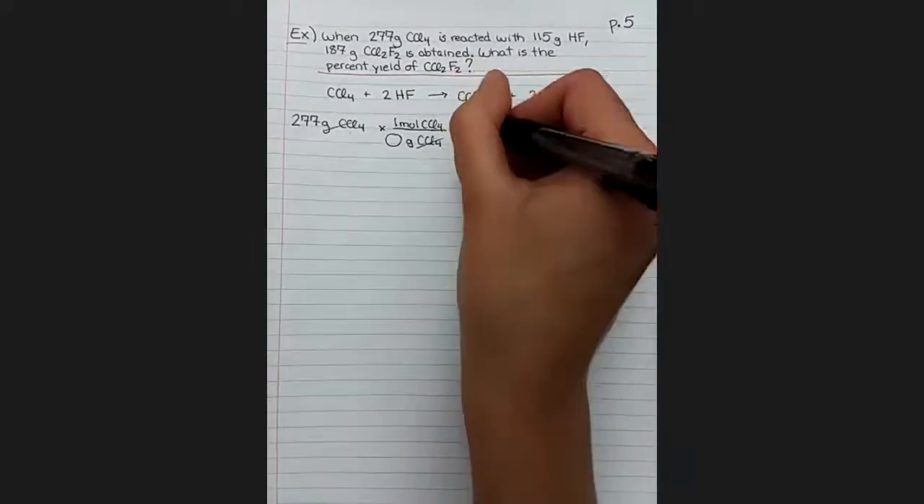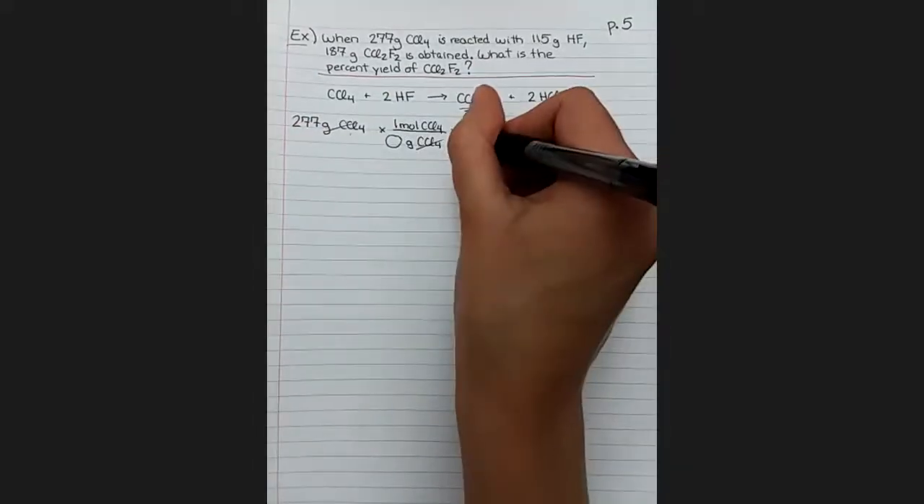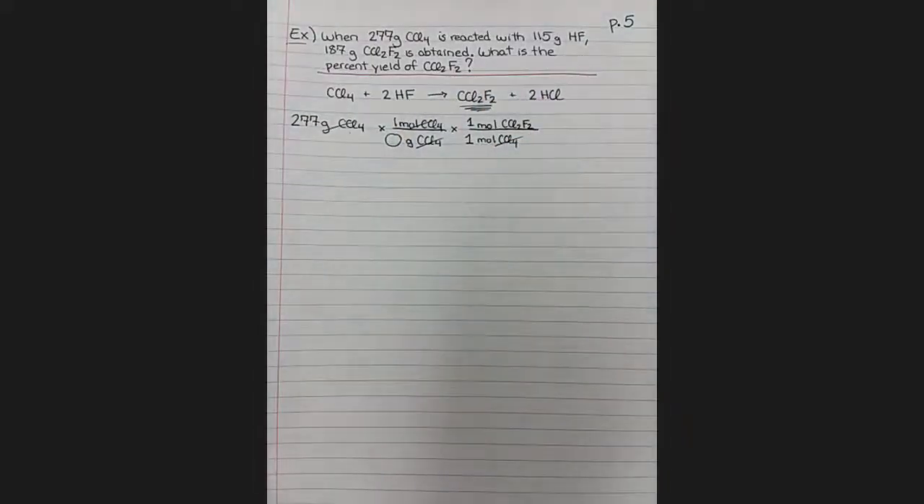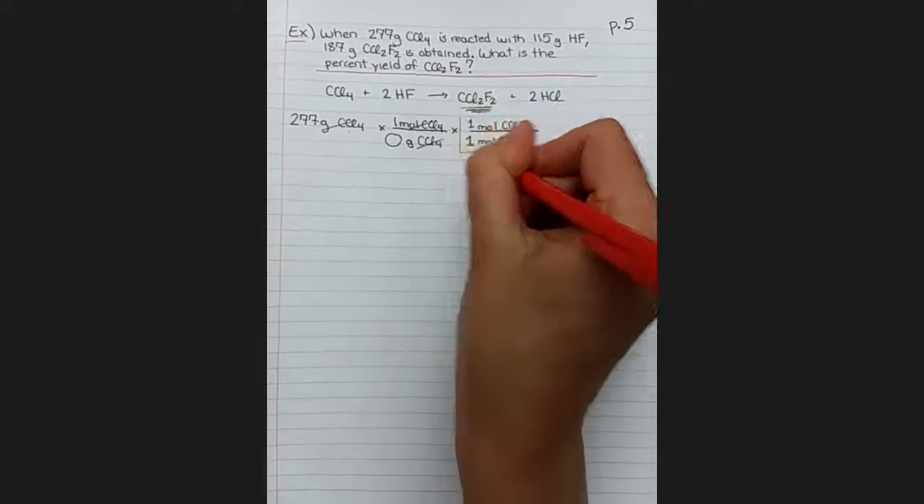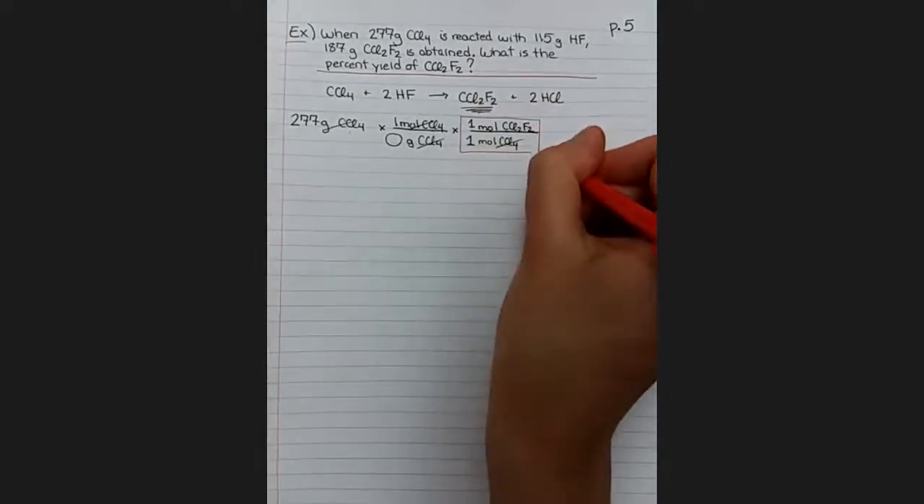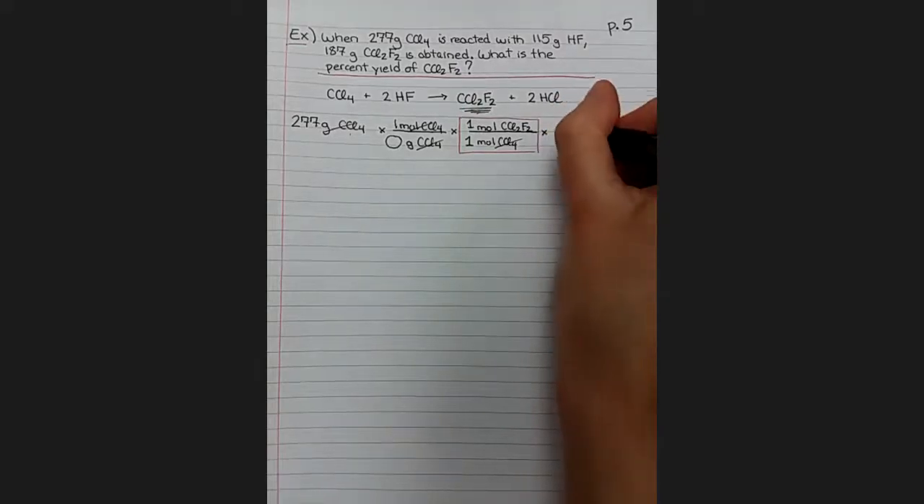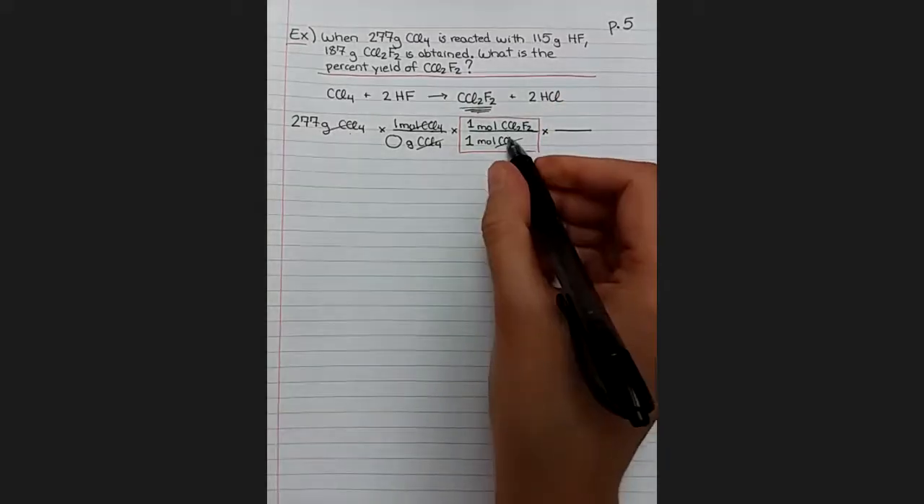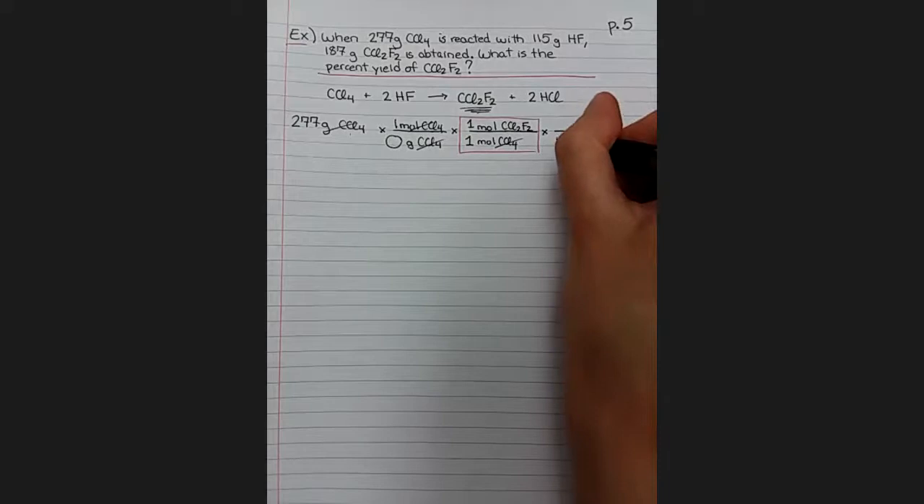And my numbers for this conversion factor will come from the balanced reaction. So in front of the product, we have a coefficient of 1, and in front of the carbon tetrachloride, we also have a coefficient of 1. So that cancels. That was our middle step. And then for our last step, we're going to go from moles of product to grams of product.